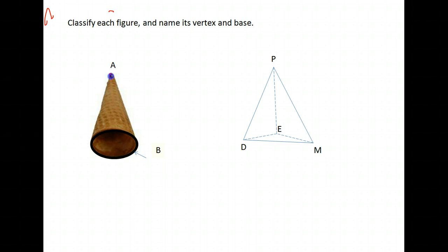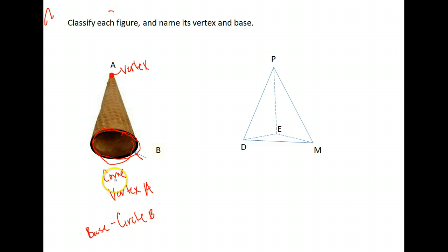Let's look at the one on the left first. Again, it comes to a point up here. What type of base does it have? It has a circular base, and circular bases come with cones. So this is a cone. Its vertex is the point it comes to at the top, so its vertex would be A. And its base is this circle, which they have labeled as B. Okay, the vertex is A, the base is the circle B, and it is a cone. We classified it as a cone, named its vertex and its base.